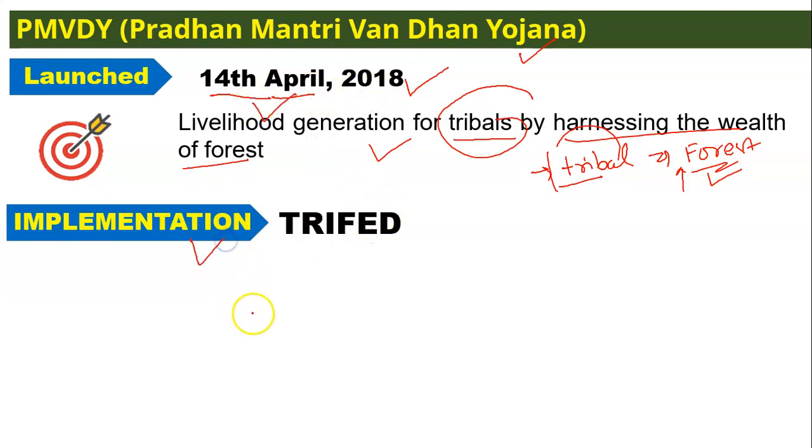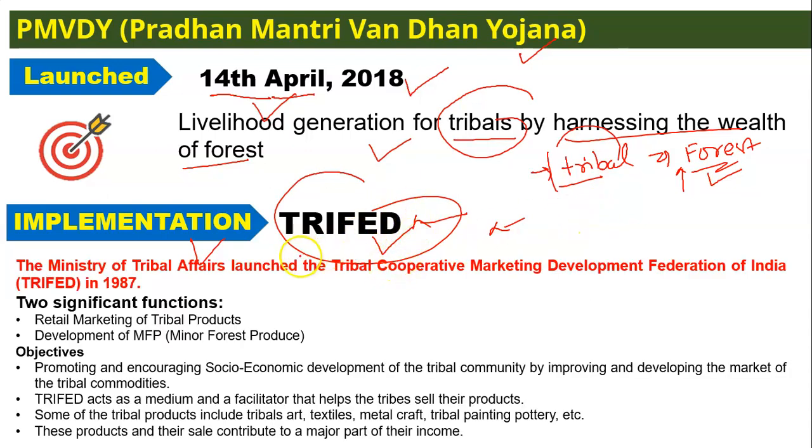It was implemented by TRIFED. It is a very important word. You will hear this word TRIFED in upcoming slides and upcoming lectures of this government scheme. TRIFED is known as the Tribal Cooperative Marketing Development Federation of India. It was launched by the Ministry of Tribal Affairs in 1987.